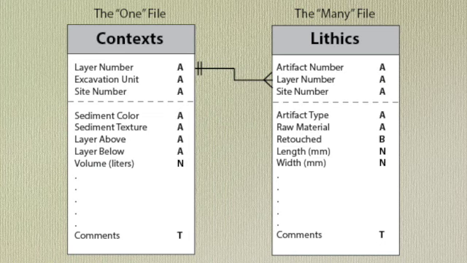A shorthand way to describe the roles of the two entities in this particular relationship is to think of the context file as the one file and the lithics file as the many file, because there could be many lithics in each context.